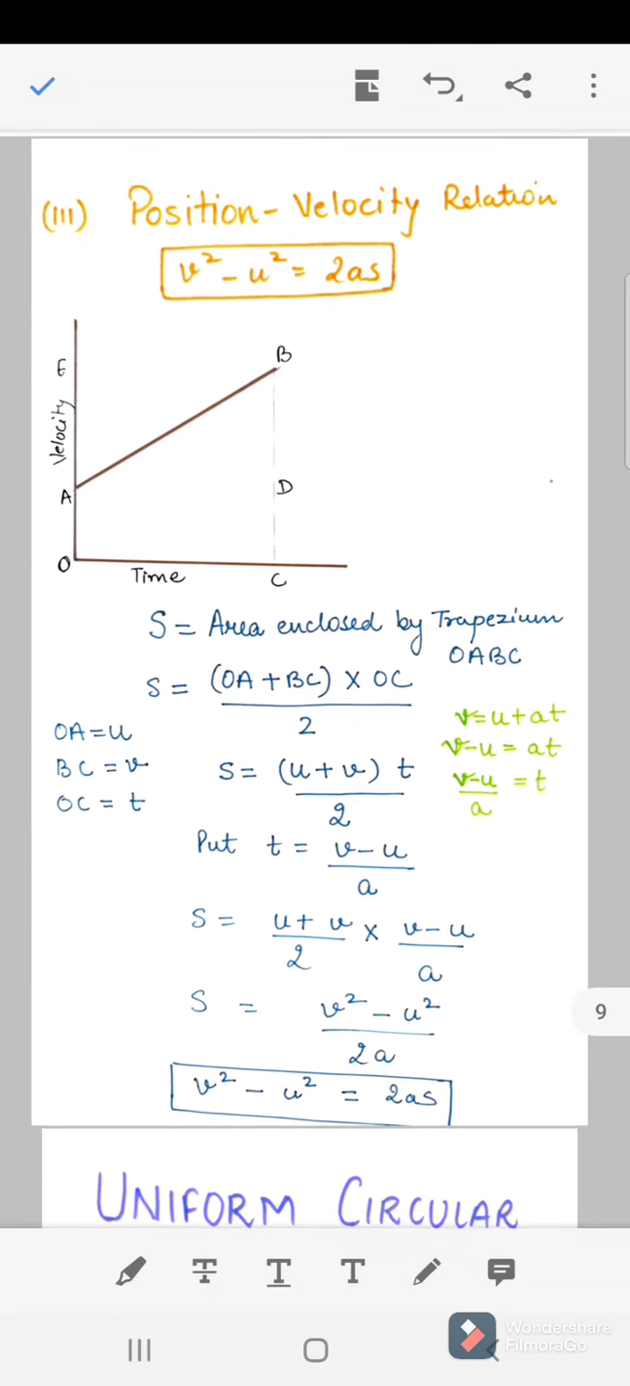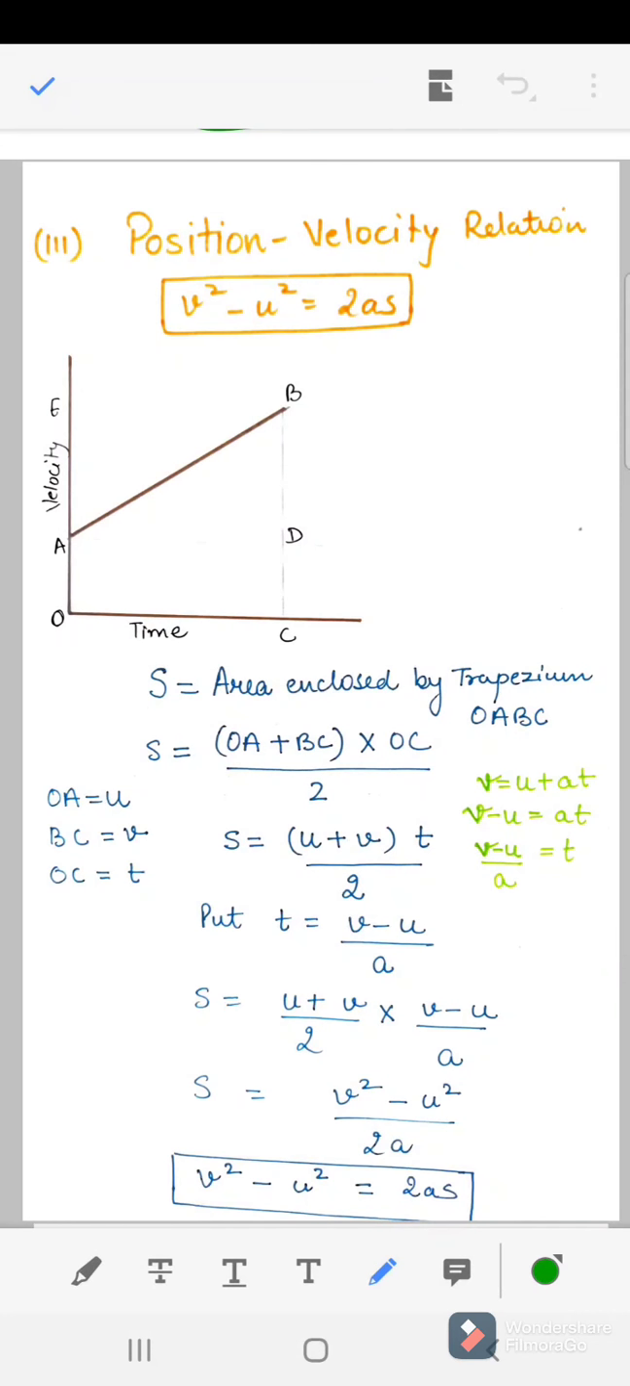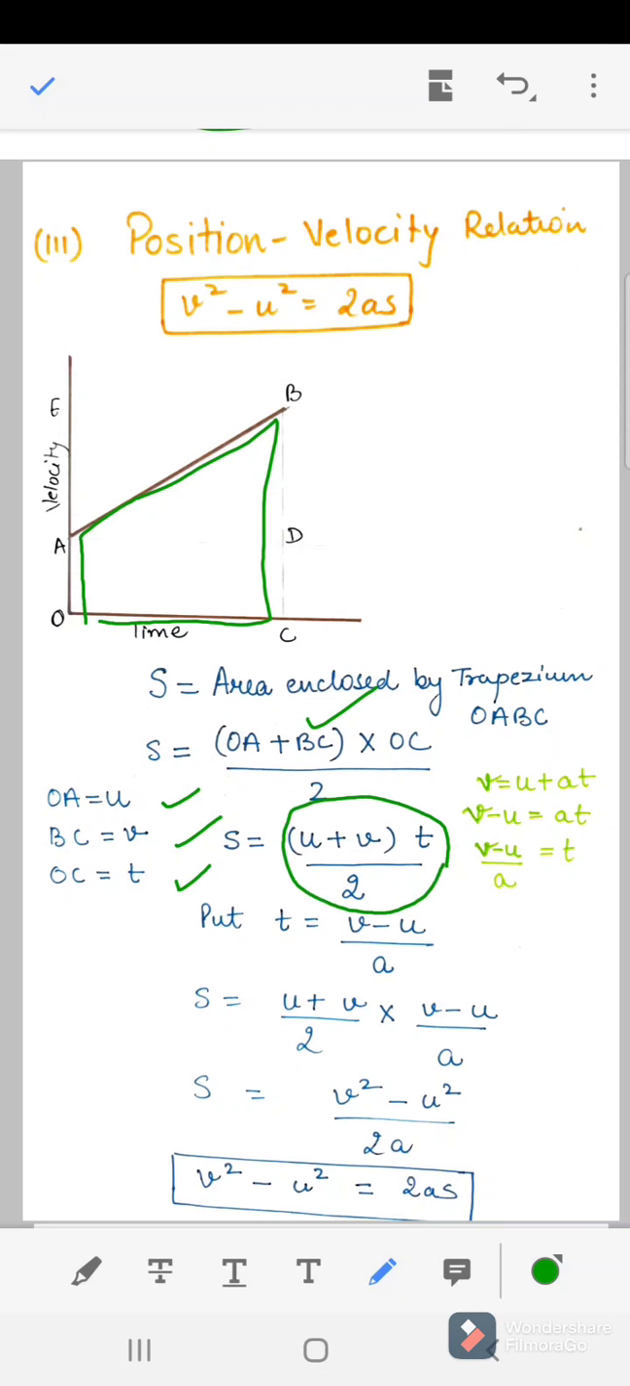Now third is the position velocity relation given by v square minus u square is equal to 2as. This also is a velocity time graph. Here we will get the distance by the area enclosed by the trapezium OABC. What is the area of a trapezium? It is the sum of parallel sides into height divided by 2. We will put the values here, and we have OA is equal to u, BC is equal to v, OC is equal to t. When we put these values over here, we will get this equation.